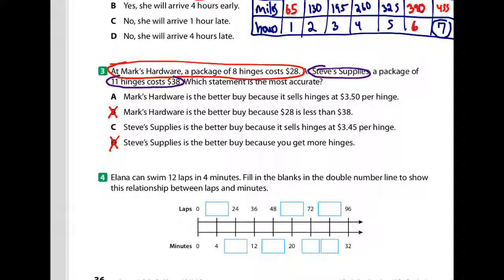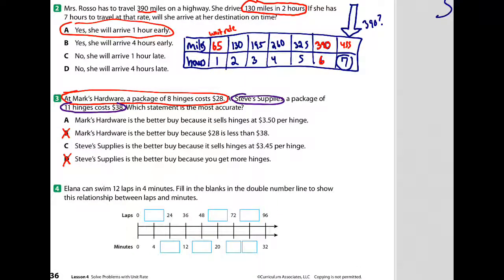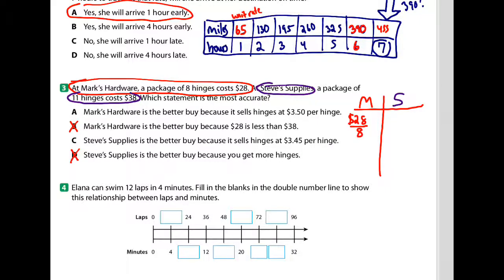So I just want to figure out their price per hinge here. I'm going to do kind of a little bit of a T chart here. So I'm going to do Mark's on this side. I'll just put an M, and I'll do an S for Steve's on this side. So remember, let's start with Mark's. Mark's hinges are $28 for 8 hinges. Now, to figure out the unit price, you divide 28 by 8, and that will get you $3. It comes out to 3.5 on your calculator, but it will get you $3.50 for 1 hinge.